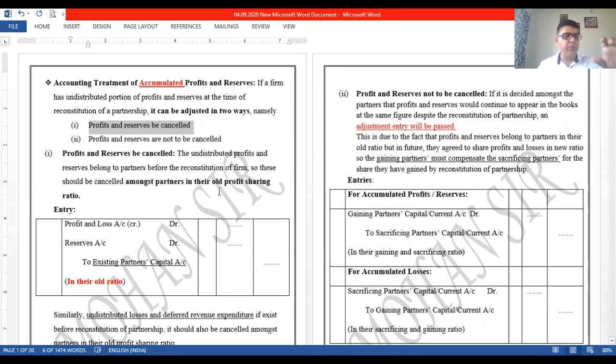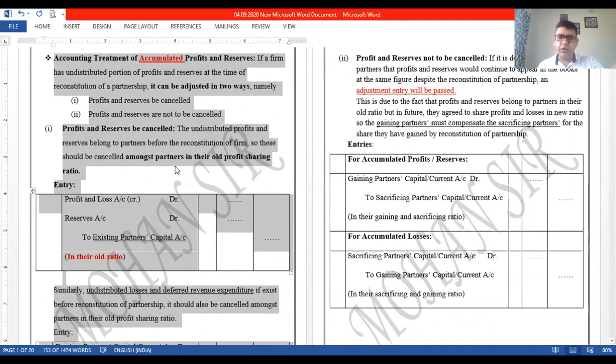So in that case, by default, we distribute the amounts, undistributed profits and undistributed losses, amongst the partners in their old ratio. Got it? This is what we are going to follow for the chapters admission, retirement, death, dissolution. In all the 4 chapters, by default, we have to close these accounts. And remember that this belongs to old partners in their old ratio, because these amounts appear in the books of accounts before reconstitution. So new ratio, gaining ratio, sacrificing ratio have no importance here.